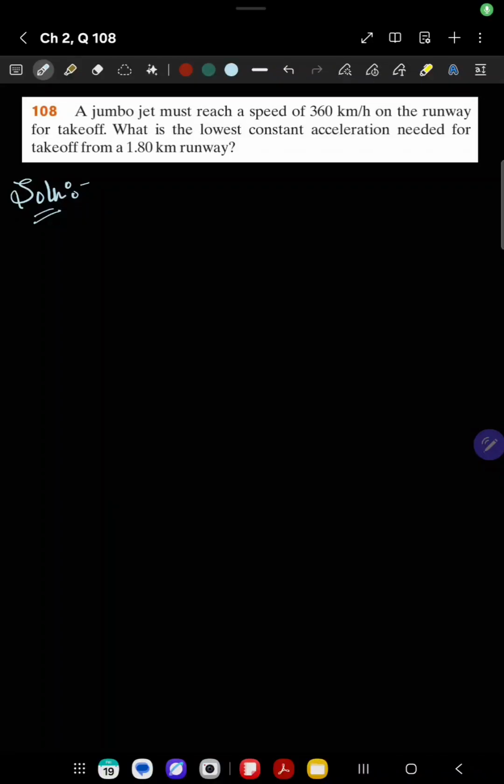So in this question, it's given a jumbo jet reaches a speed of 360 km per hour on the runway for takeoff. What is the lowest constant acceleration needed for takeoff from a 1.80 kilometer runway? Okay, so let me write what is given.